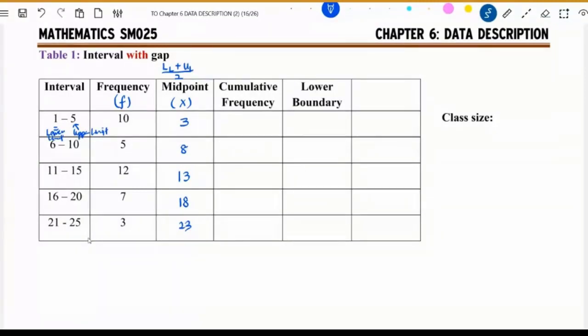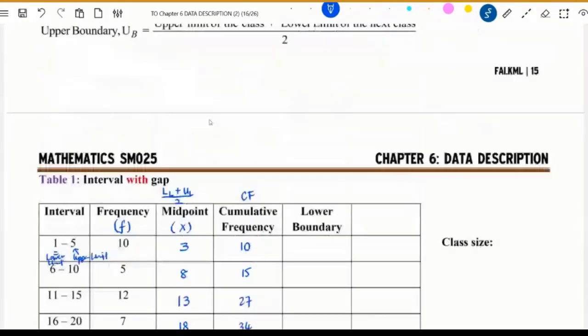Okay, so once we have the midpoint, to find the CF, we have to add up all this frequency according to the class. So starting will be 10. So 10 plus 5, we have 15. 15 plus 12, we're going to have 27. So 27 plus 7, we're going to have 34. And then the last one will be 37. So this one also represents the summation of F, the total frequency.